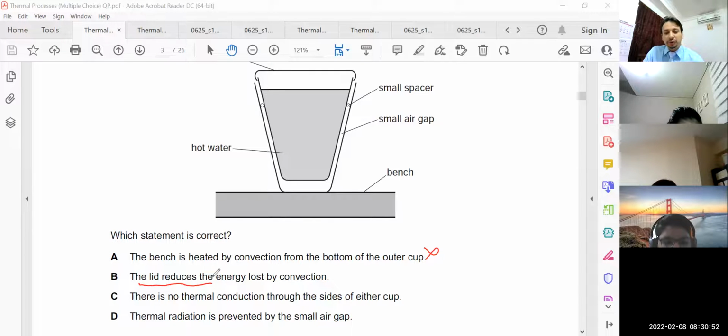There is no thermal conduction through the sides of either cup. No thermal conduction. Thermal conduction can take place because this small spacer is there as a conductor, conduction can take place. So C option is wrong. In option D, the thermal radiation is prevented by the small air gap. Air gap is there. But as I discussed just now, children, radiation can pass through air, can pass through vacuum. So you can't prevent the radiation by a small air gap. So that's why the best possible answer is B.